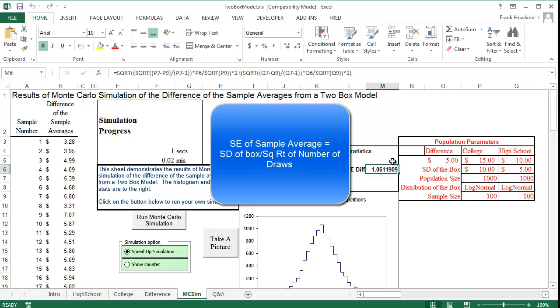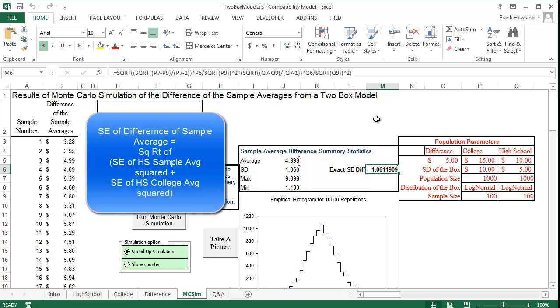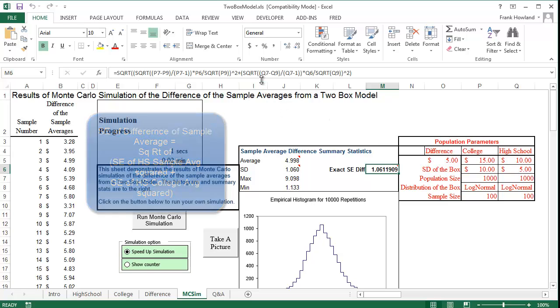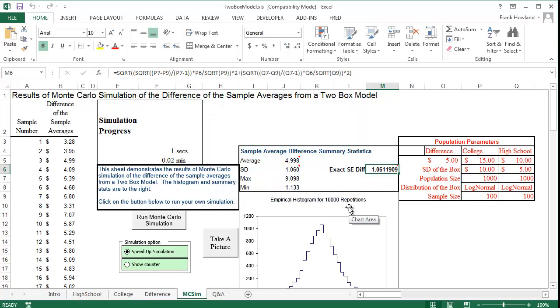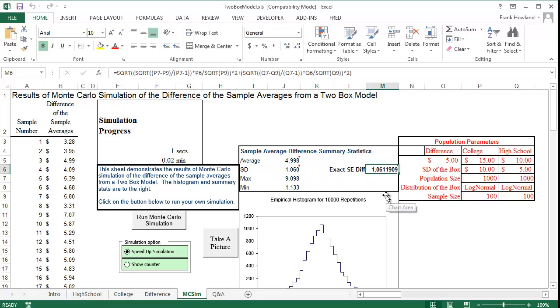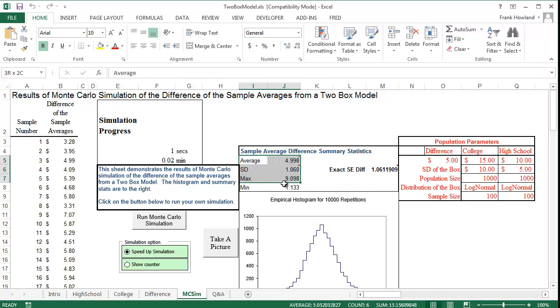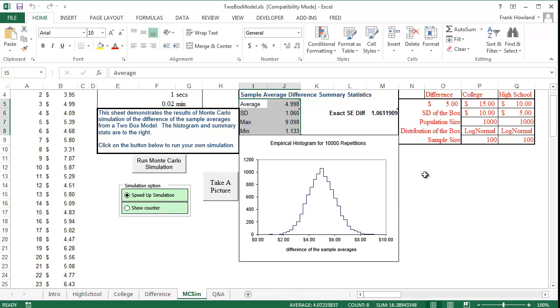Okay, and if we take those things into account, it's basically the SE of the difference is the square root of the sum of the squares of the individual SEs. The individual SEs have a correction factor applied to them. We can note that our Monte Carlo is telling us that this formula is correct. The spread is about 1.06, and the exact SE is 1.06. Let me emphasize, the Monte Carlo is an approximation to the true sampling distribution, the true distribution of the differences in sample averages we're going to get when we draw from these two boxes.